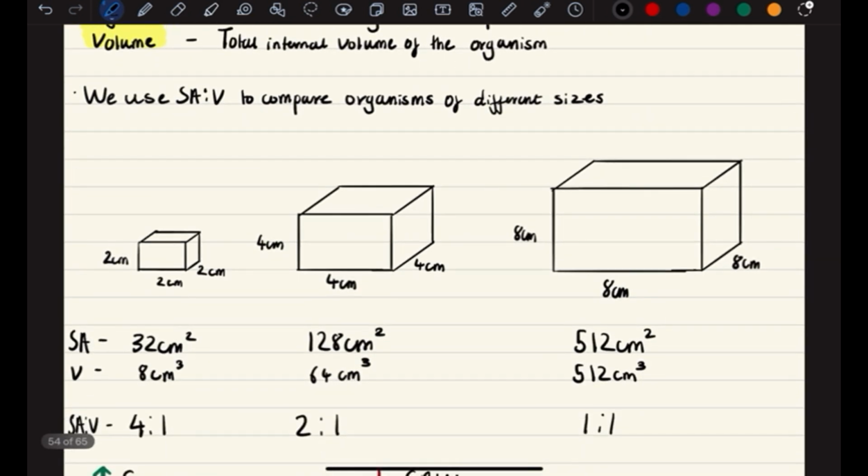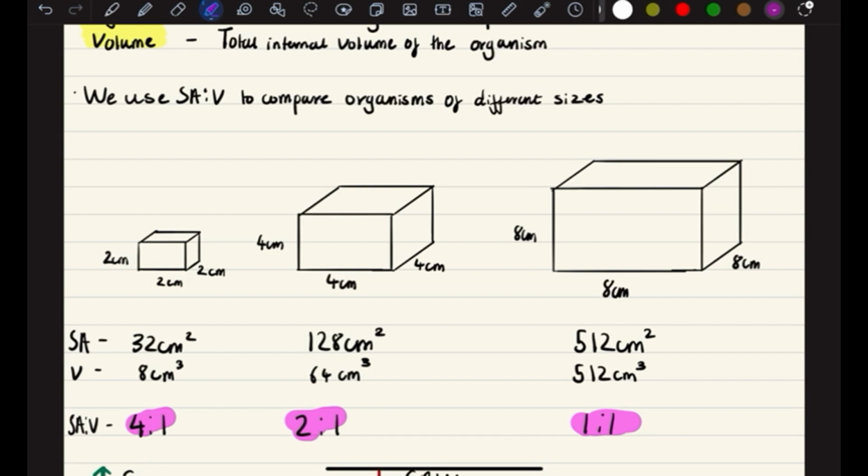So let's look at these. I've drawn three cubes. One has sides of 2 centimeters, one of 4, and one of 8. We've done the surface area: you find the area of one side and times it by 6. We've done that for all of them. And then volume is width times length times height. So as you can see here, your surface area to volume ratio for the first one is 4:1. So we're going to highlight these. For the first one it was 4:1, then 2:1, and then 1:1.